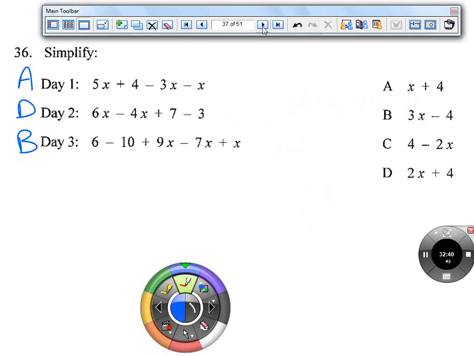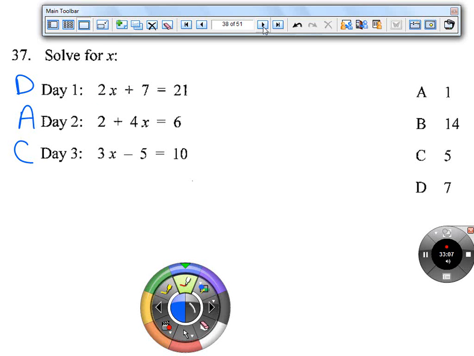Okay, this one you just want to combine like terms. So these are all the same. They're all x's. So you just add or subtract the little coefficient in front of it together. So 5 minus 3, that's 2, minus 1 more, so that's only 1. So this is just 1x. And then we got the plus 4, so x plus 4. Just combining like terms.